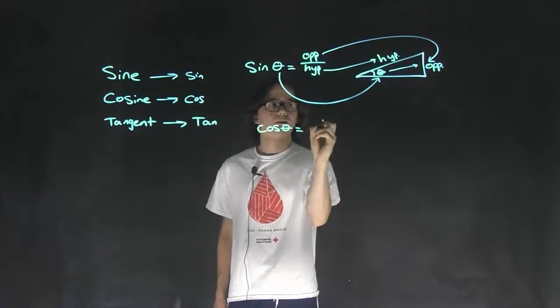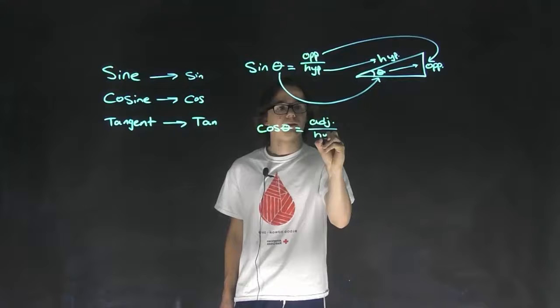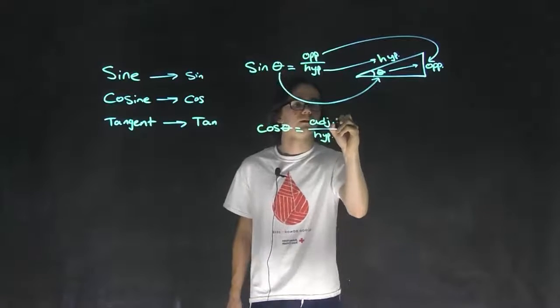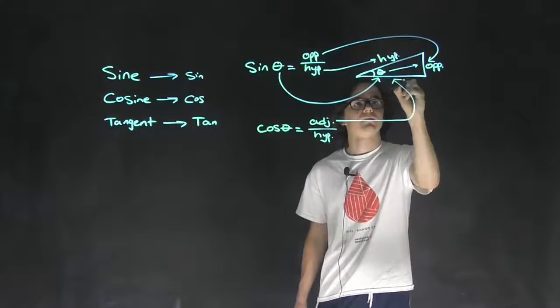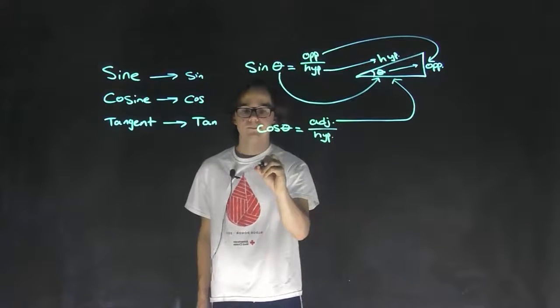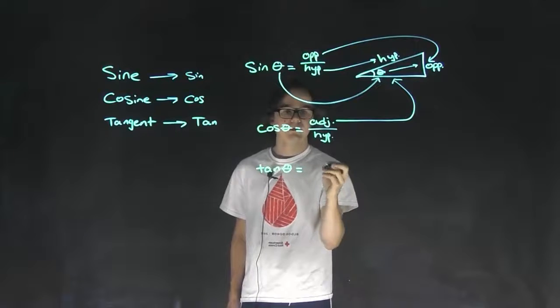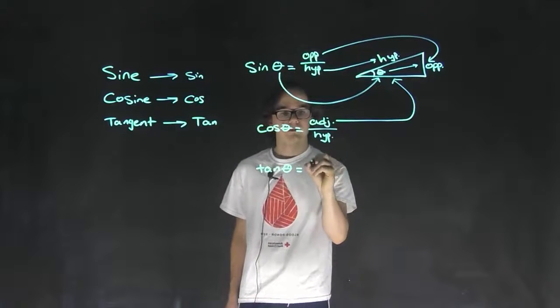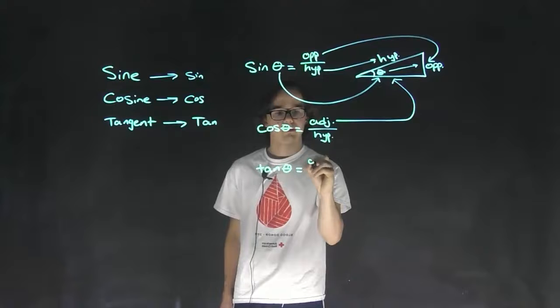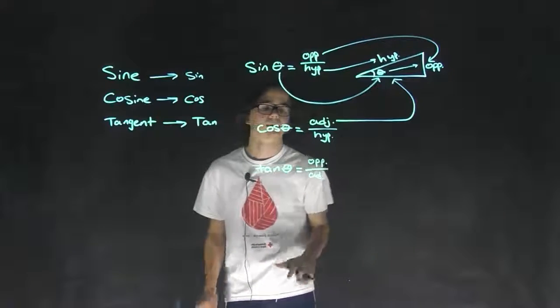Cosine theta is the adjacent side's length over the hypotenuse. And the adjacent is the side next to the angle that's not the hypotenuse. Finally, tangent of theta is the opposite side length over the adjacent side length.